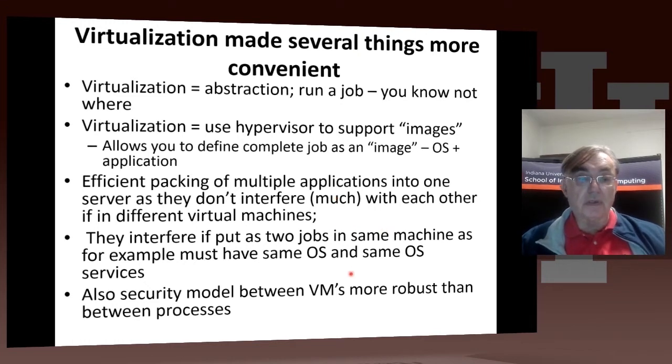I'm sure you've used your PC and had it crash in one application, destroying all the beautiful word processing you were doing in a different application. That's happened to all of us, I'm sure, many times. So not only does the interference affect performance and robustness, it also affects security. The security model between virtual machines is much more robust than that between processes, the components which run on a single OS.